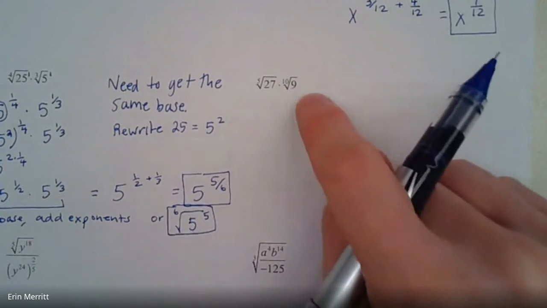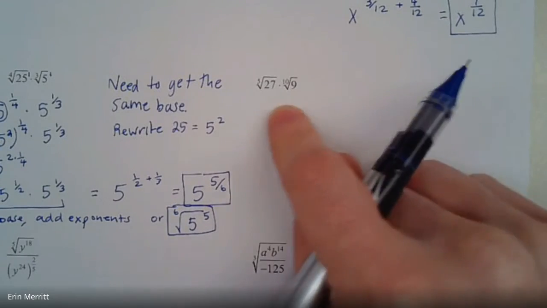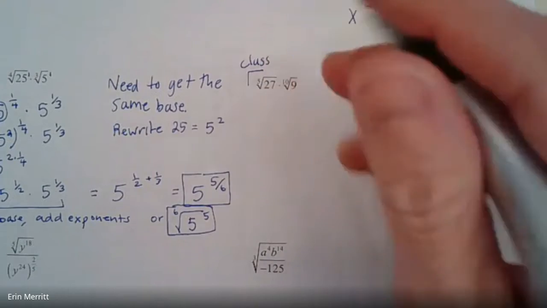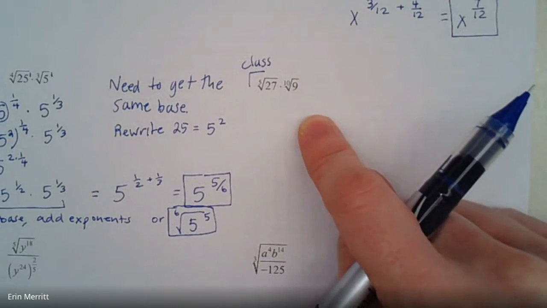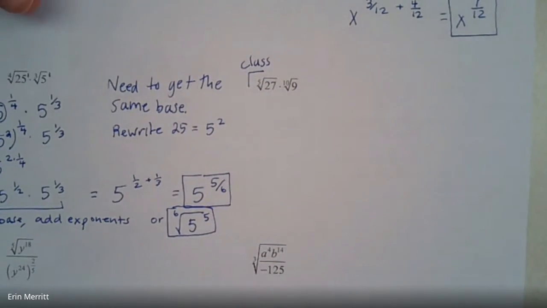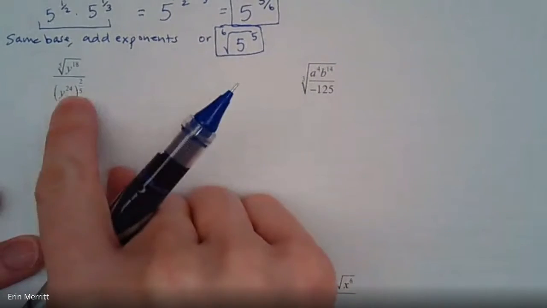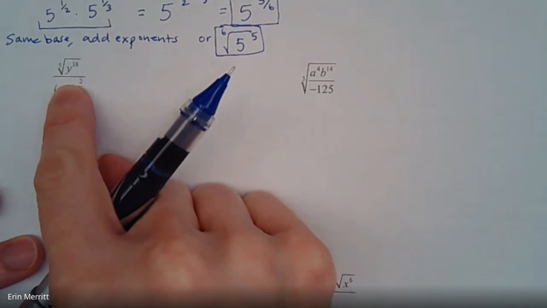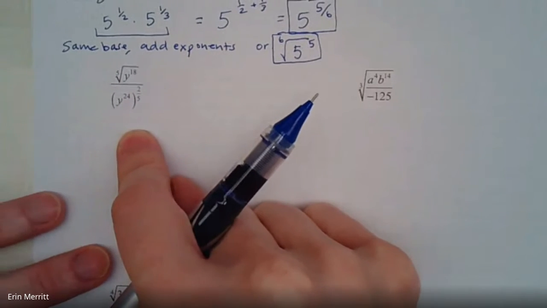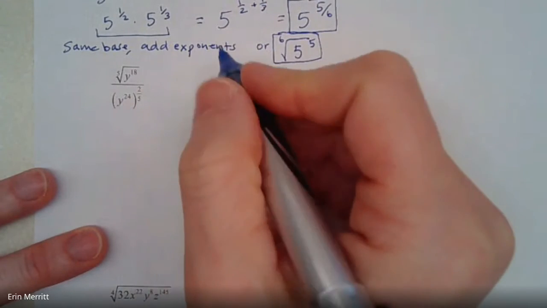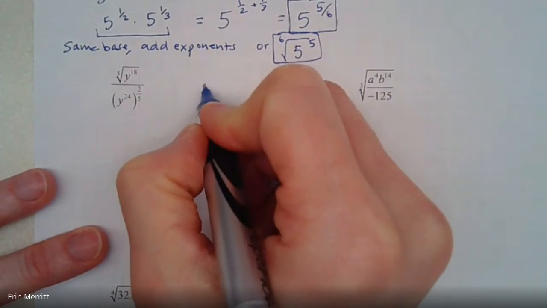All right. This one, we're going to save it for class because it's very similar to this. I want you to have a chance to try one on your own when we're together. As for the ones that are left, just looking at a few more and then we'll call it quits here. So for this, because we have part of it in radical form, part of it with fractional exponents, my suggestion is let's rewrite everything with fractional exponents.